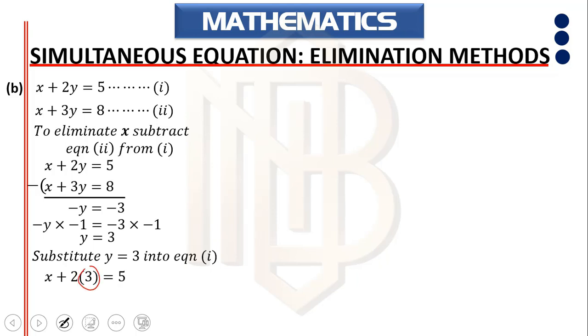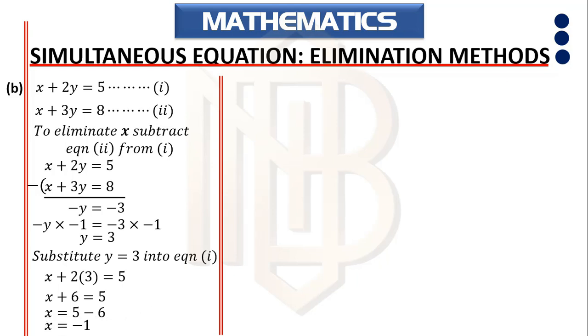Okay, so from what you have there, you can easily say that x plus 6 will be equal to 5, and x equals 5 minus 6, which is going to be minus 1. So we have our two answers. X is equal to minus 1 and y is equal to 3. X equals minus 1, y equals 3.